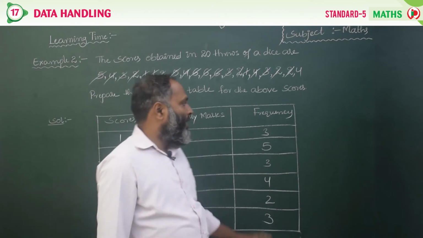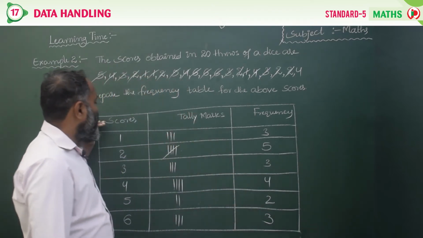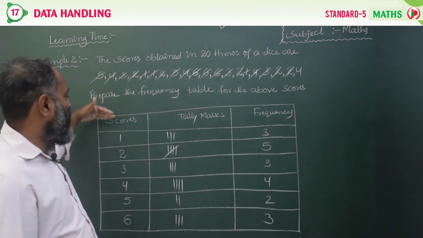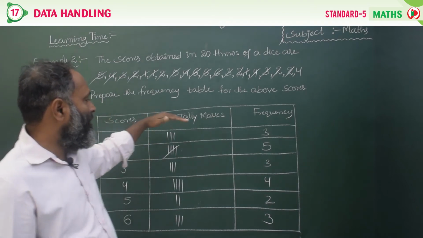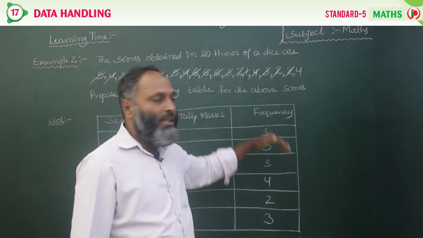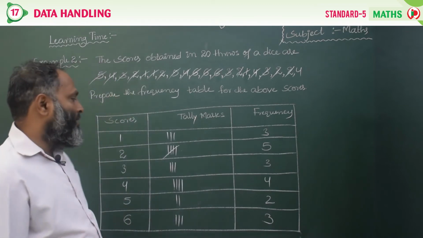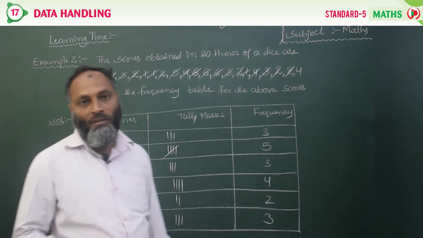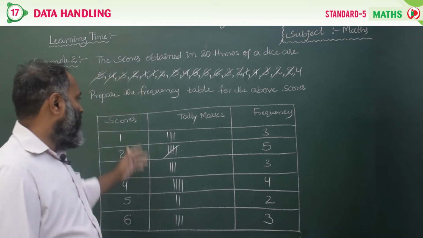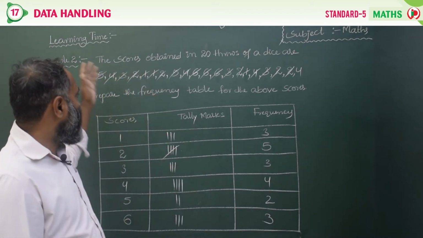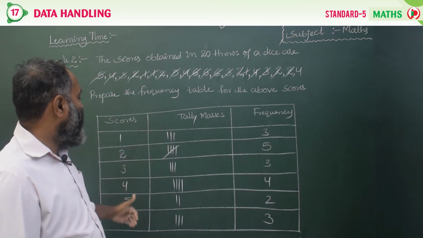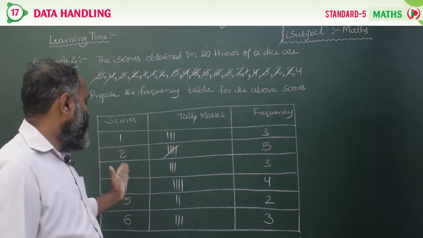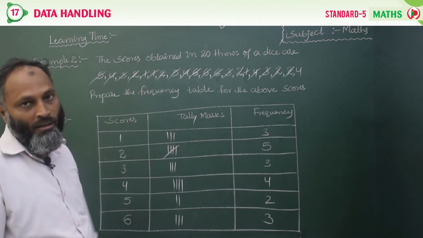So first we should draw a table. In the first column take scores, in the second column tally marks, in the third column frequency. Scores we should take 1 to 6. Why? Because a dice has 6 faces, so the scores will be 1 to 6. Then you count the scores. How many times will you get 1, 2, 3, 4, 5, 6 according to the data.